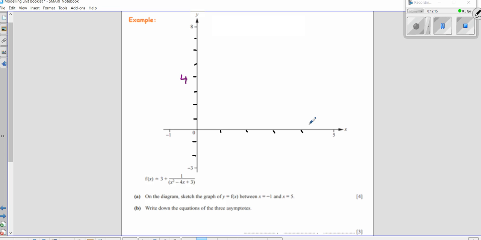1, 2, 3, 4, 5, 6, 7, -1, -2. Here's our awesome scale.